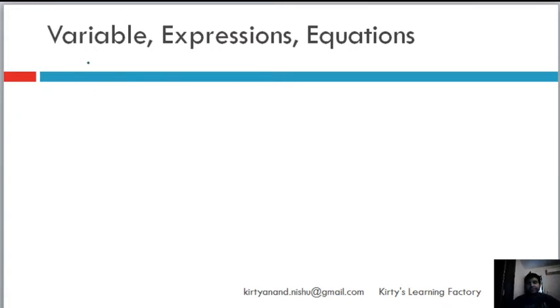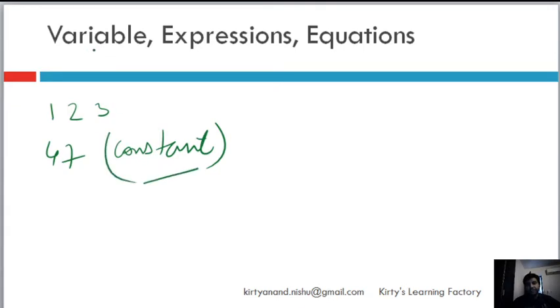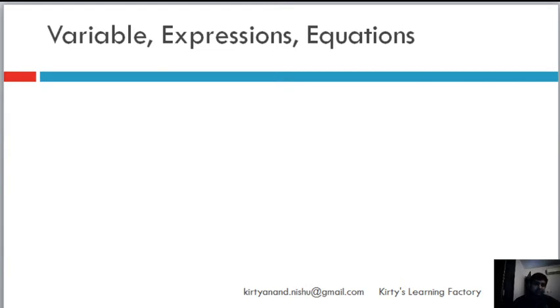A variable is basically something whose value changes. All the numbers are constants, 1, 2, 3, 47, all these numbers are constants. Constant means something that does not change. And variable is derived from the word vary. It means something whose value will change. To express variables, we use letters of the alphabet. You can use anything from A to Z in small letters. You can also use capital letters, it's fine, but as per the conventions of math, mostly we use small letters.